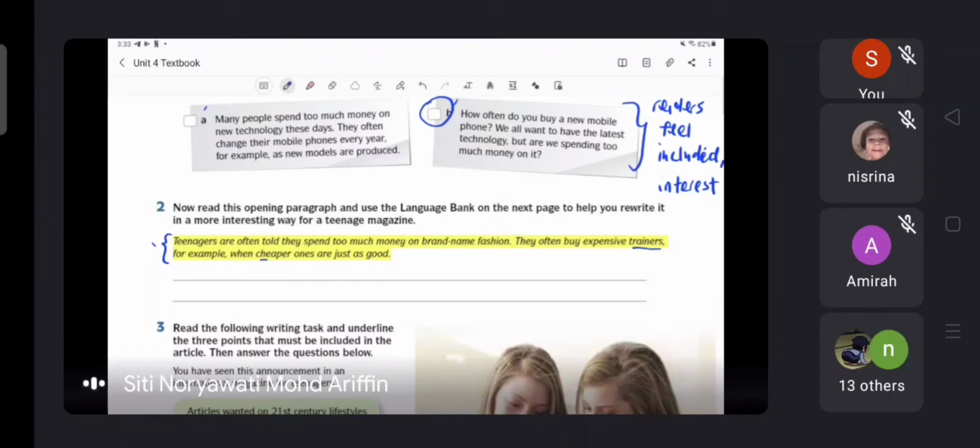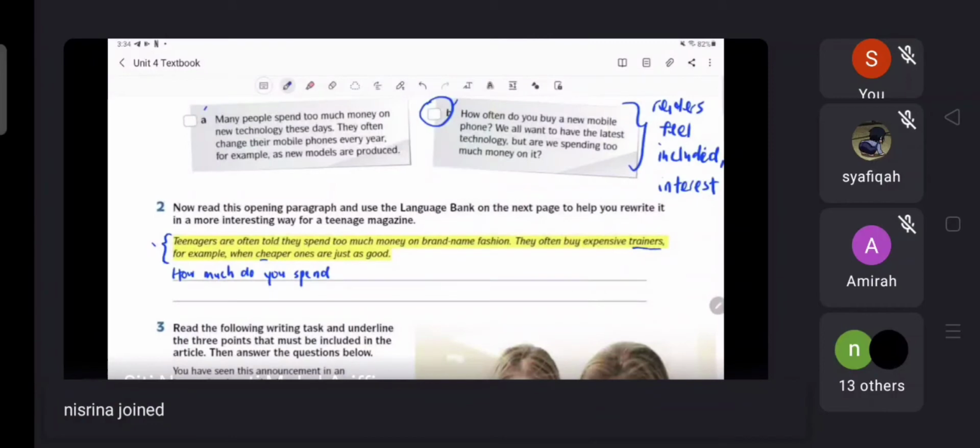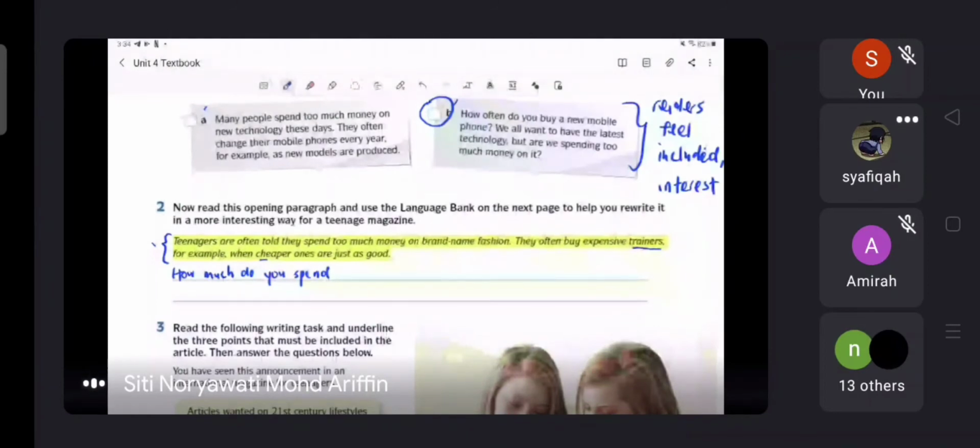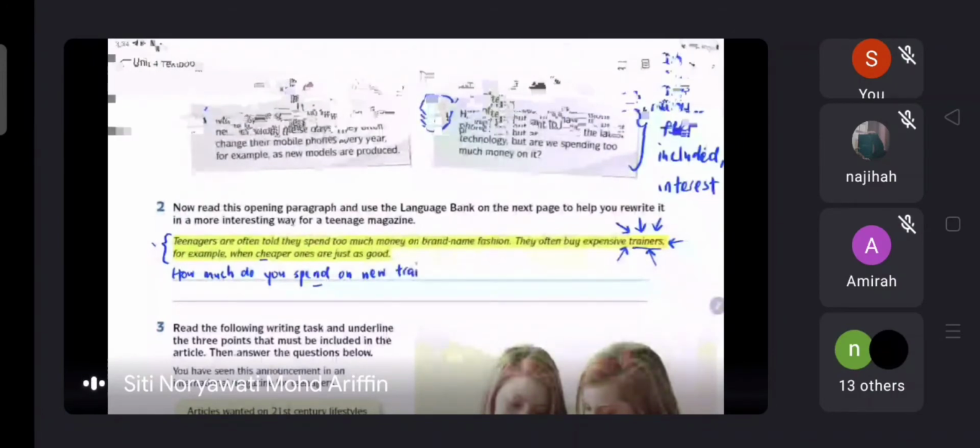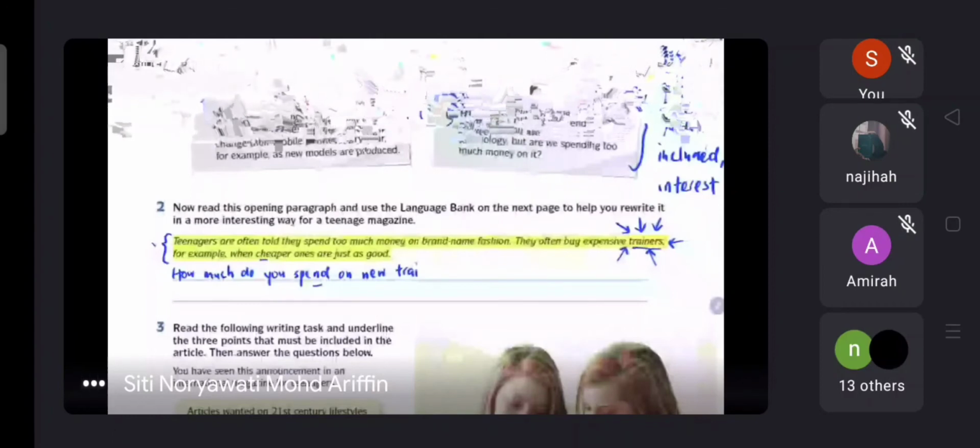Maybe we can start dengan macam ni. How much do you spend? Do you spend apa? Okay, money. How much do you spend? Okay, biasanya spend money kita dah bila dah guna spend, kita tahulah we spend money kan. Okay, how much do you spend on apa? On okay, so how much do you spend on new trainers? Okay, and then baru kita cerita pasal brand name tu kan.